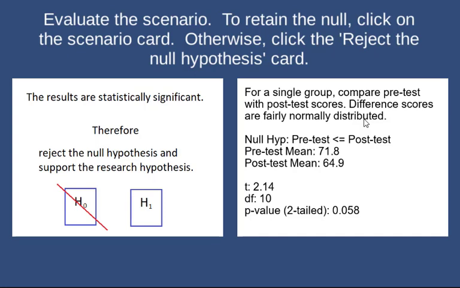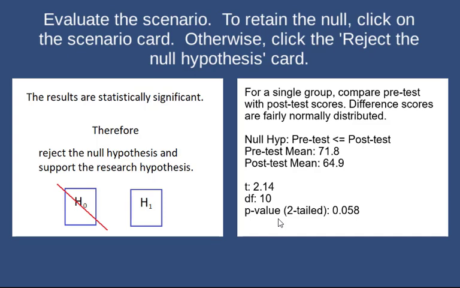The null hypothesis is that the pre-test scores will be less than or equal to the post-test scores. We take a look at the evidence, and the pre-test scores are actually greater than the post-test scores. So that's a positive sign that we might be able to reject the null hypothesis. The pre-test was 71.8, and the post-test was 64.9. We take a look at the t-test statistic, and it's a 2.14. That's looking good. Degrees of freedom is 10, and our p-value for a two-tailed test is 0.058.